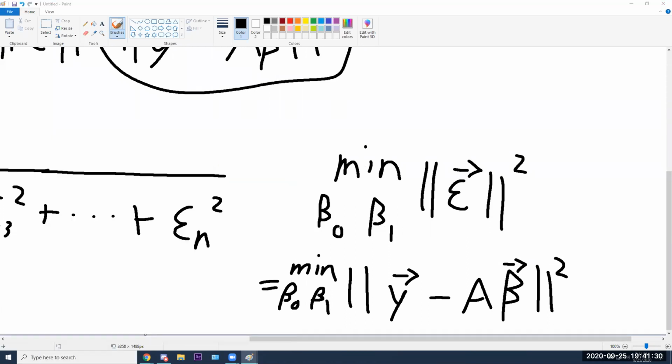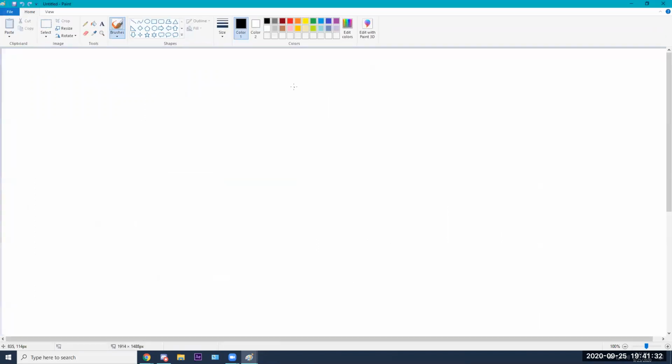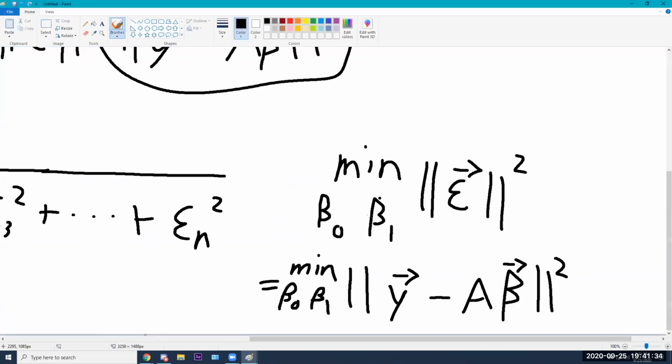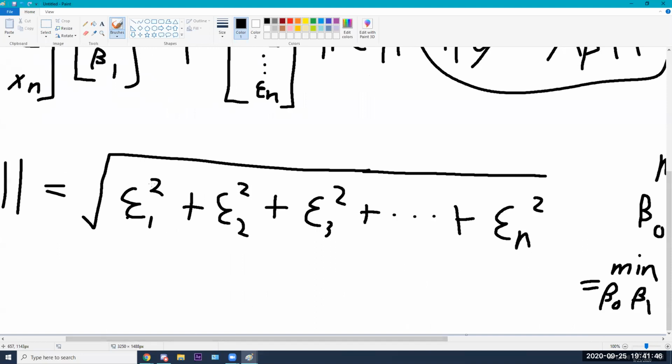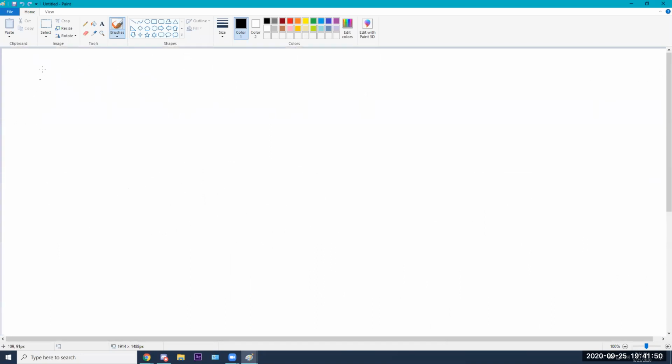Okay, let me open up a new paint. All right, and so now we're going to go back to writing this instead of as vectors as sums. Because remember, this error vector norm squared is just the error terms squared all added up together. So now we're going to rewrite it as, whoops, too small.